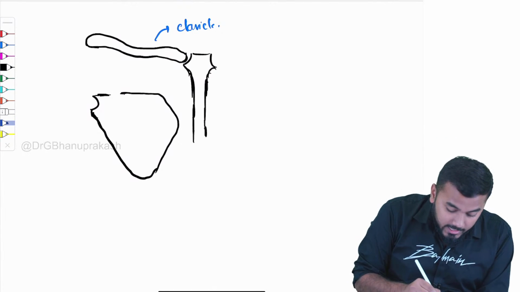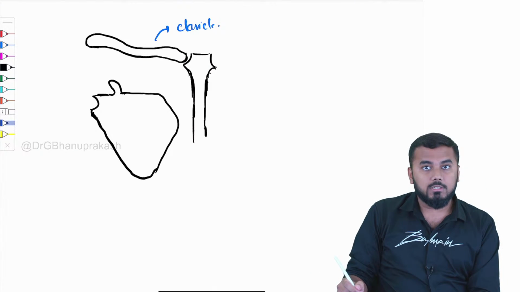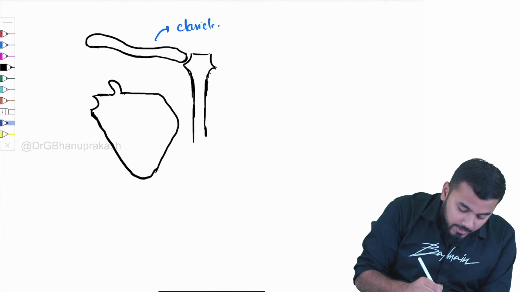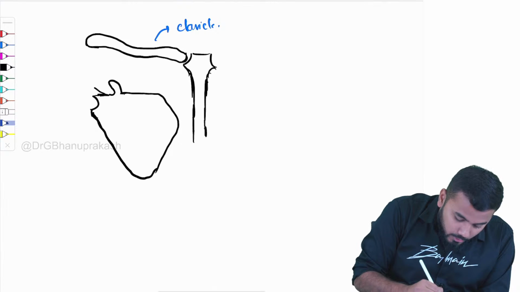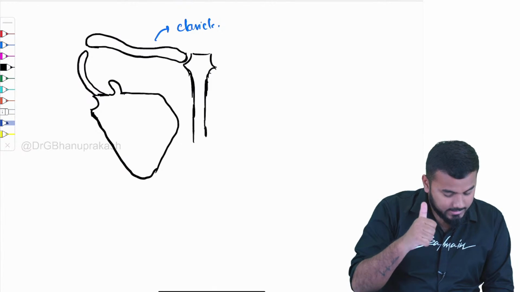From the anterior side, I can see a small process like this. This is called coracoid process. From the back, I can see another process that is coming all the way like this. This is called acromion process. Very good. Excellent.